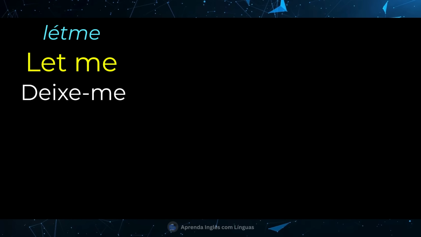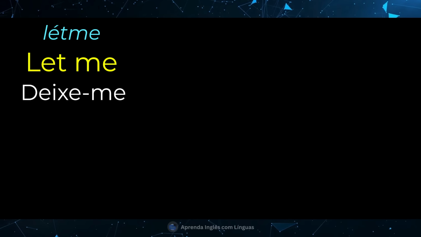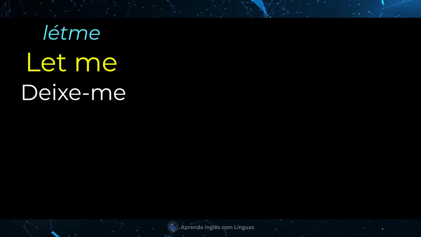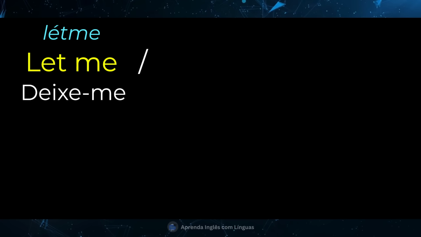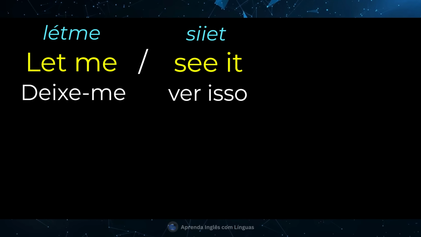E a próxima estrutura é: let me. Que significa deixe-me. Em inglês, usamos essa estrutura para pedir permissão para fazer algo, por exemplo: see it. Ver isso. Deixe-me ver isso. Let me see it.